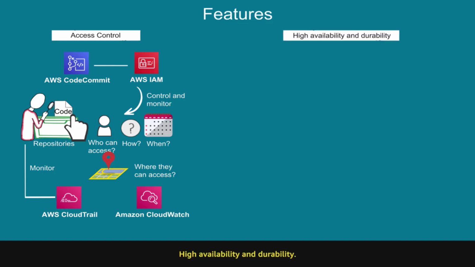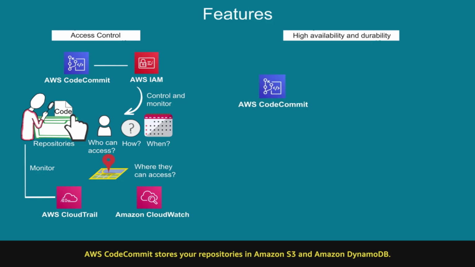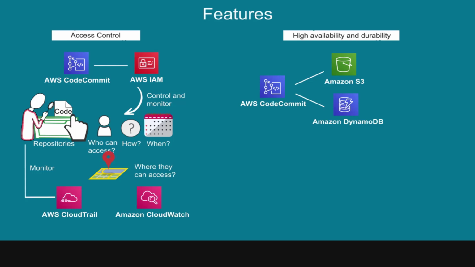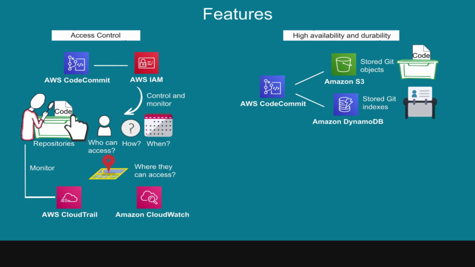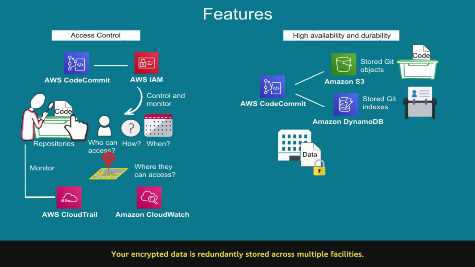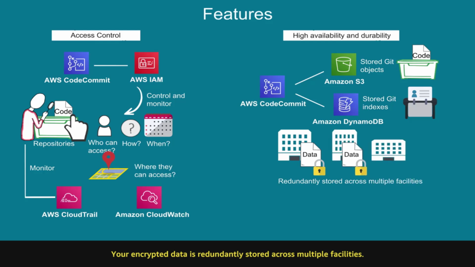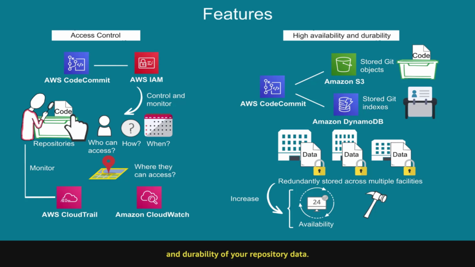High availability and durability. AWS CodeCommit stores your repositories in Amazon S3 and Amazon DynamoDB. Git objects are stored in S3, while Git indexes are stored in DynamoDB. Your encrypted data is redundantly stored across multiple facilities. This architecture increases the availability and durability of your repository data.